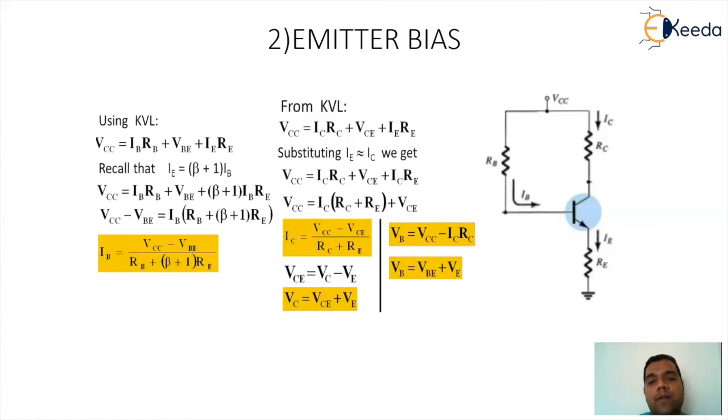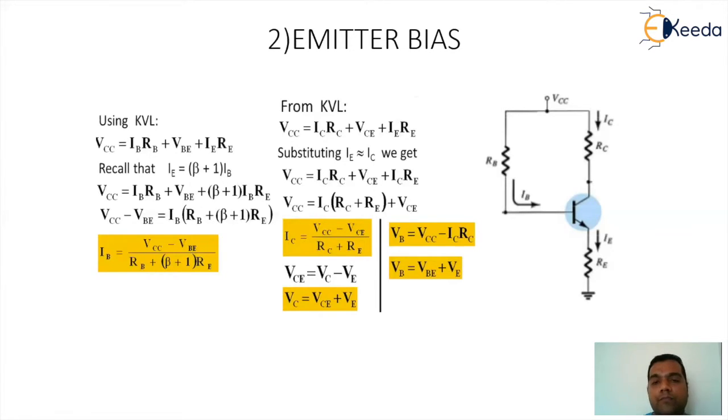With that concept, I can get VCE as VCC minus IC RC minus IC RE, or you can replace IC with IE or IE with IC, depending on your requirement and convenience. On similar lines, we can find the terminal voltages. VCE is defined as VC minus VE, so VC will be VCE plus VE, and VB is going to be VBE plus VE.